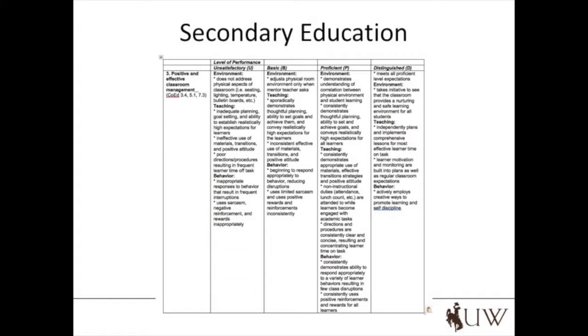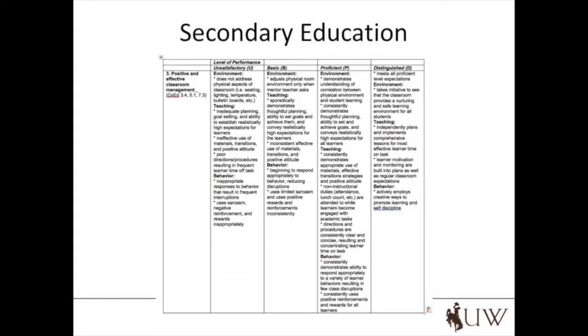If you look at the descriptors here, you can see that the unsatisfactory descriptors are truly problematic, with lack of attention to the classroom environment, poor planning and instruction, and inappropriate responses to student behavior, as well as the use of sarcasm. On the basic level of performance, we're seeing a bit of improvement, but this is characterized by inconsistencies and lack of independence on the part of the student teacher. Proficient is the goal here.